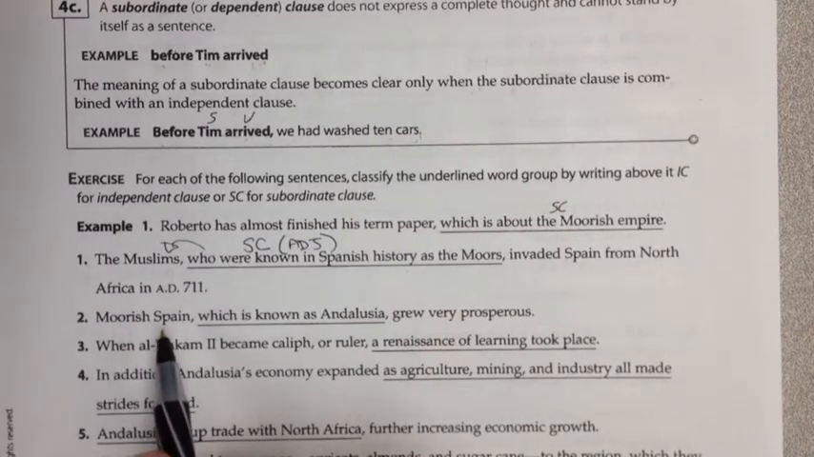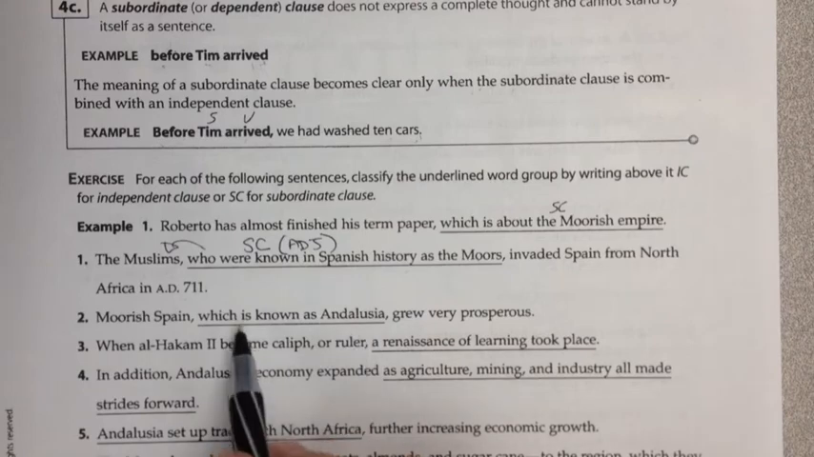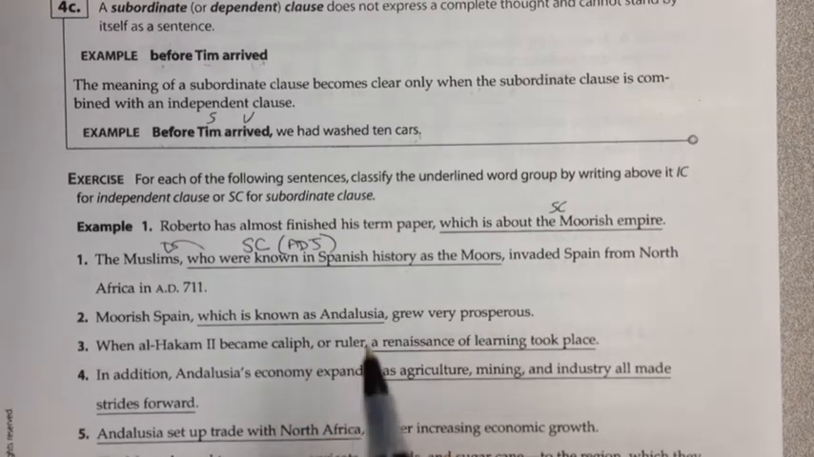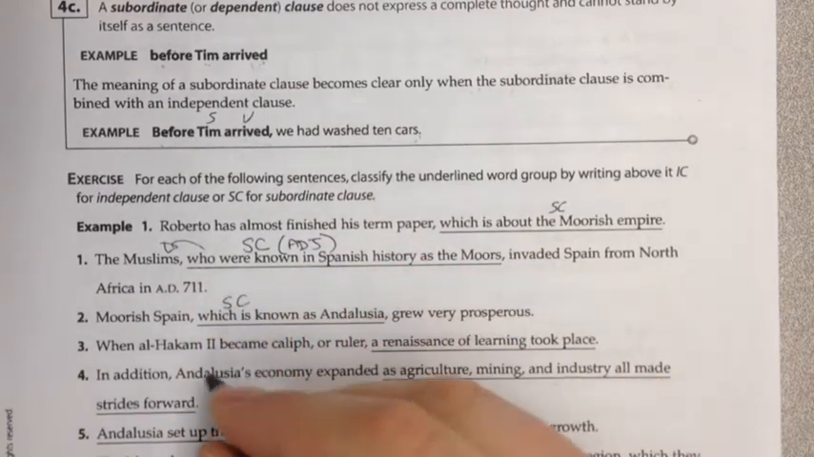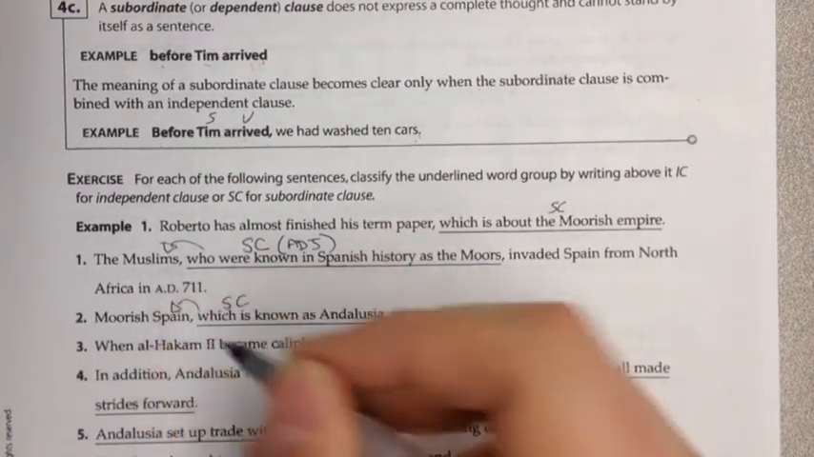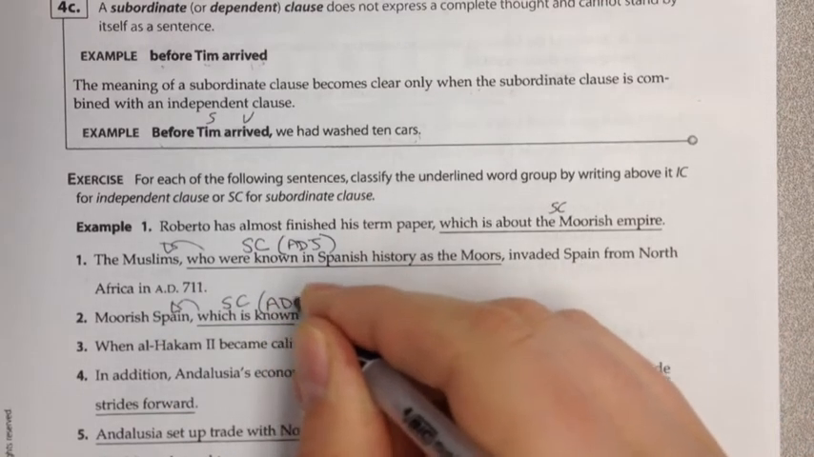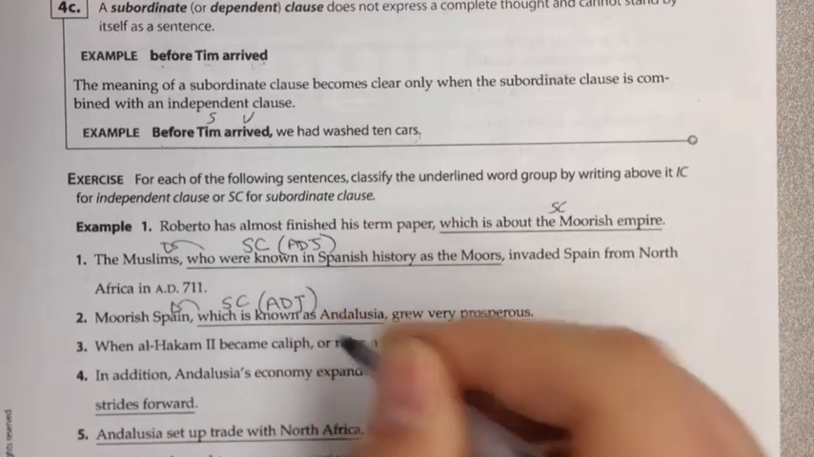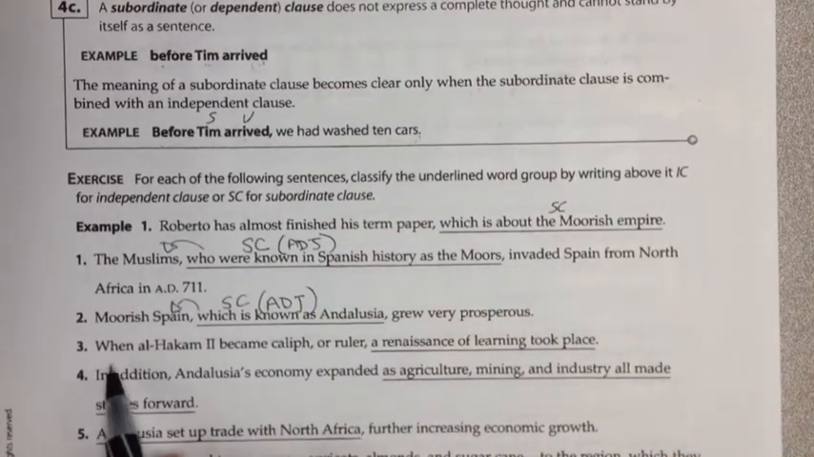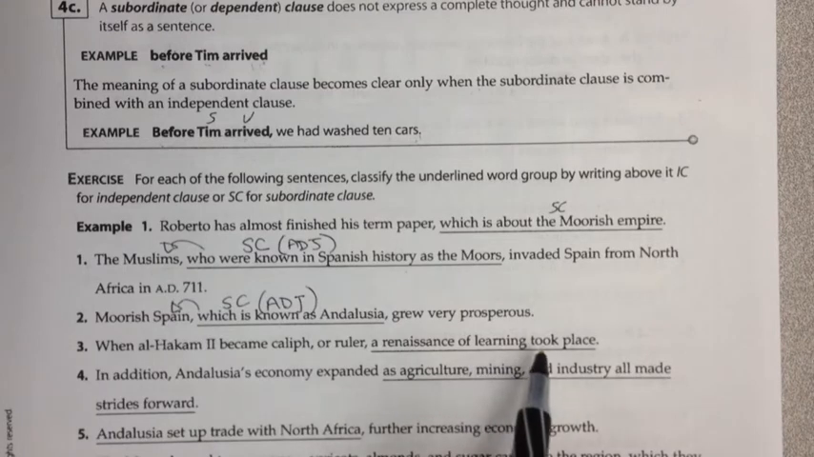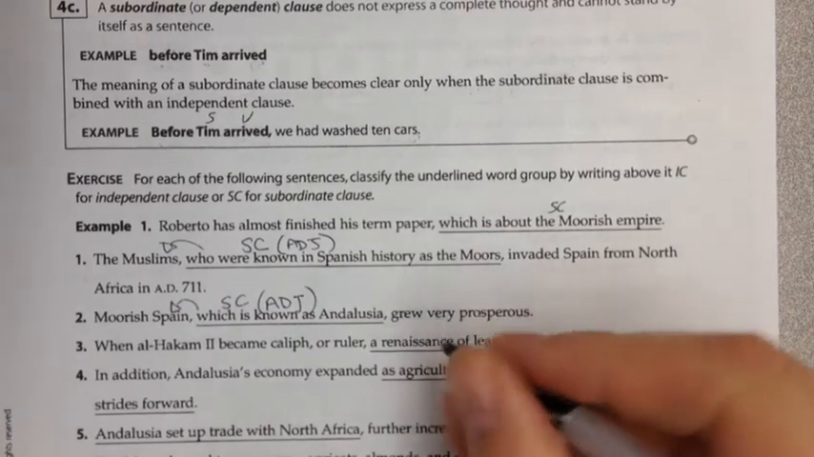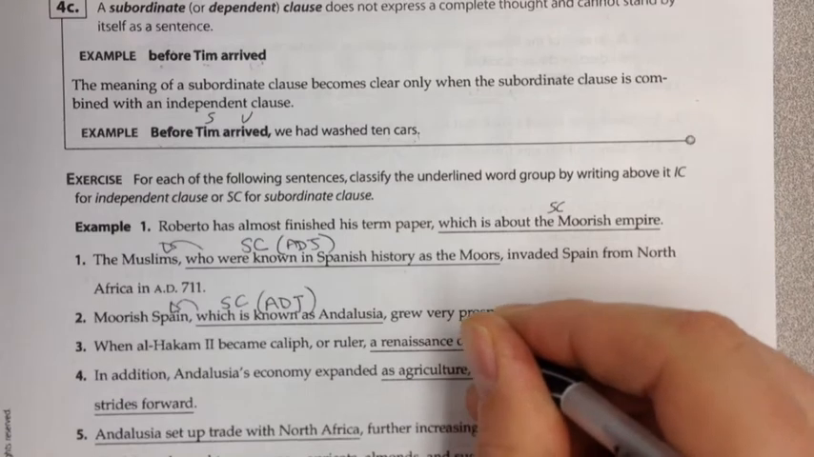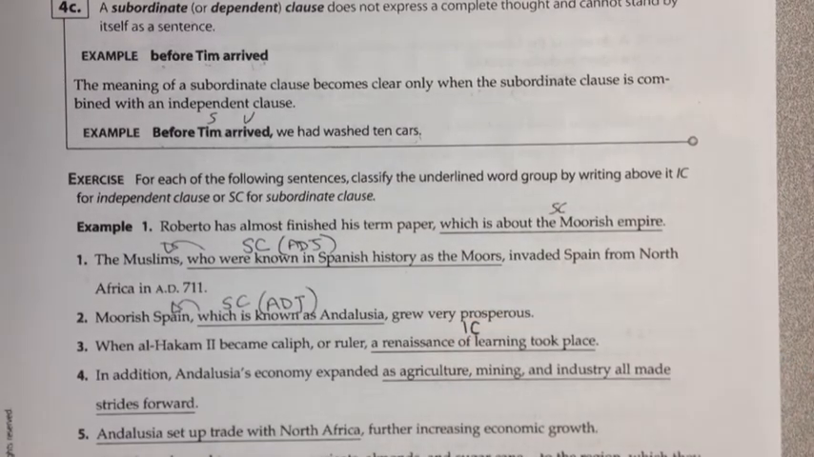Number two, Moorish Spain, which is known as Andalusia. Which is known as Andalusia could not stand alone as a sentence, so this is a subordinate clause. It describes Moorish Spain, so it is also an adjective clause because it describes a noun. It tells us more about Moorish Spain. Number three, when Al-Hakam II became caliph or ruler, a renaissance of learning took place. A renaissance of learning took place could stand alone, so I'm going to write IC, which stands for independent clause. Independent clauses won't be used as adjectives, adverbs, or nouns. They just stand alone.